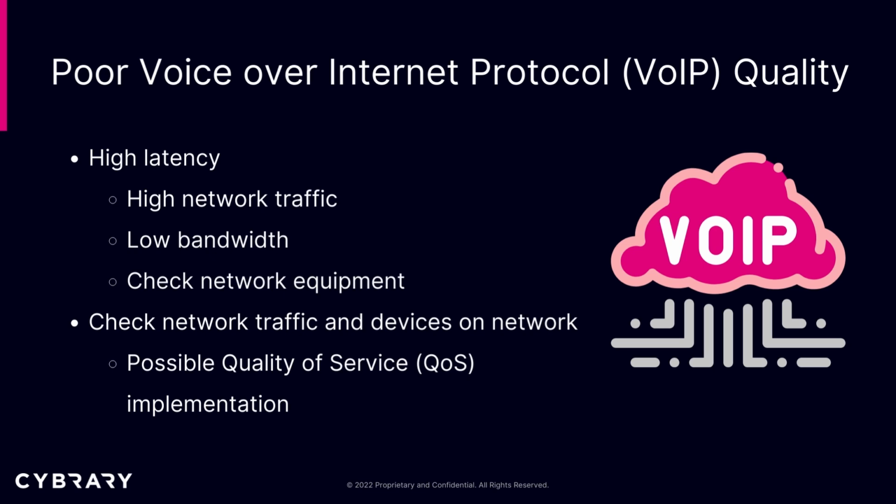Check your network equipment. This could be a problem with the network equipment. It could be your firewalls or your switches. Check the network traffic and the devices on the network. Again, this all goes in line with what we were just speaking about. When there's heavy network traffic, it'll give an overall poor quality for your VoIP traffic. One thing you may want to do in a situation like this is implement what's called quality of service, or QoS. QoS is a service that prioritizes the VoIP traffic and makes it a higher priority.